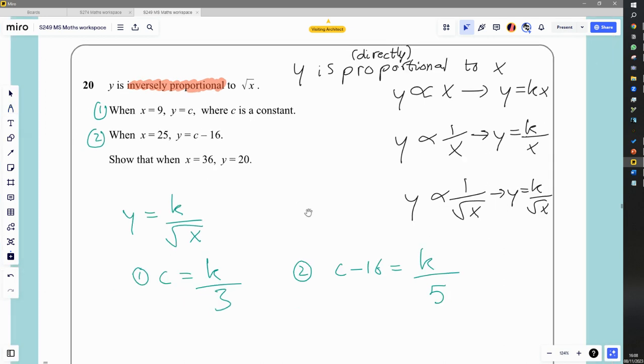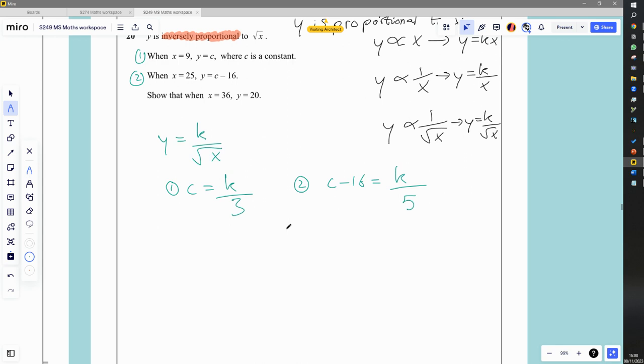Okay, so what can we do from here? Well, we have a simultaneous equation. The way that I would probably deal with this simultaneous equation is I'd get equation 1 and multiply both sides by 3. So I end up with, and then just flip it around, k is equal to 3c. So I multiplied both sides by 3, and then I just made k the subject, so I put it on the left. Same thing with equation 2, multiply both sides by 5, and flip it around, we've got this.